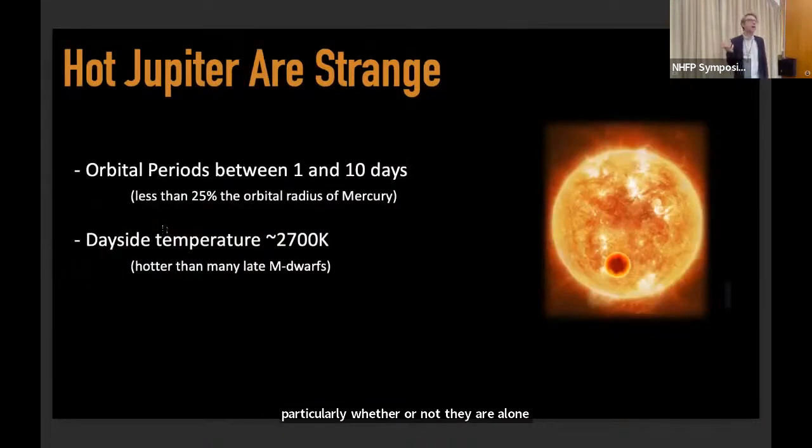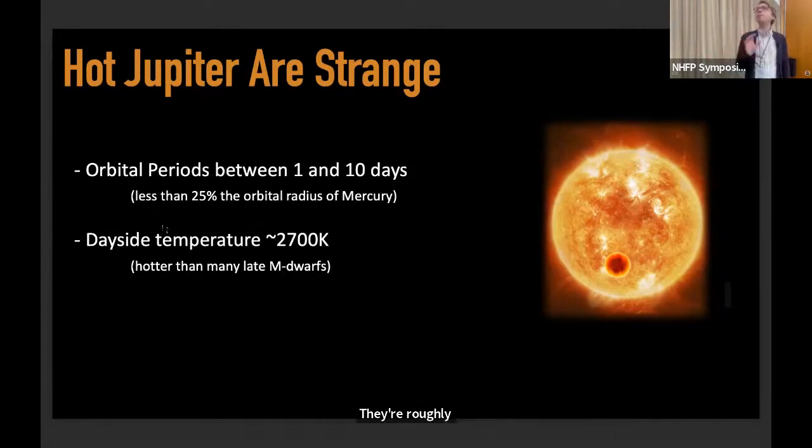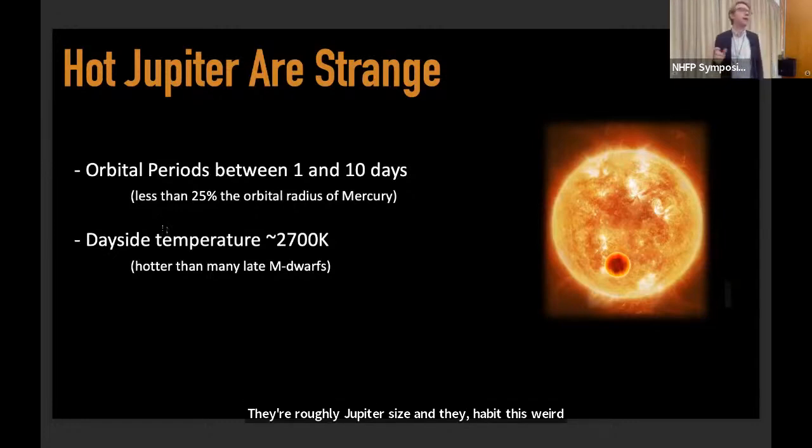So why do we care about hot Jupiters? They're this really strange class of planets. They're roughly Jupiter-sized, and they inhabit this weird part of parameter space between 1 and 10 days orbiting their host star. So they're extremely hot planets, and they obviously don't have any solar system analog. So why do we care, right? Like, they're not in the solar system, who cares?